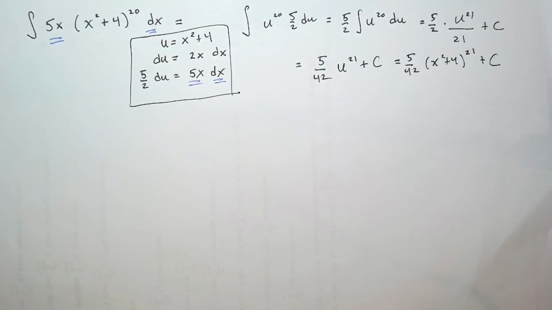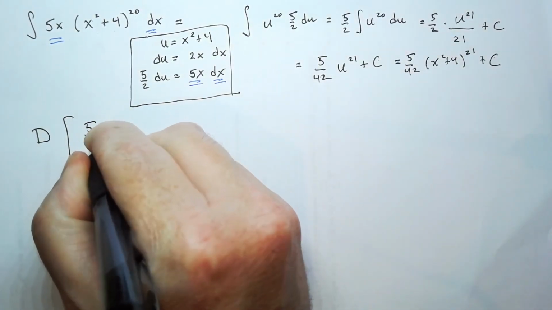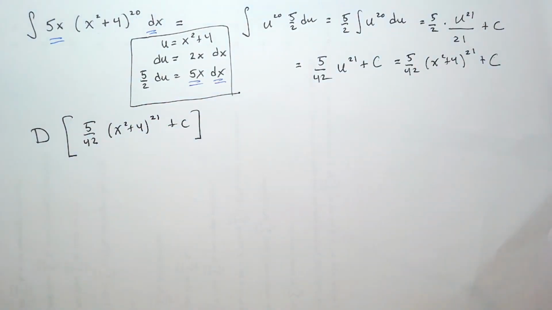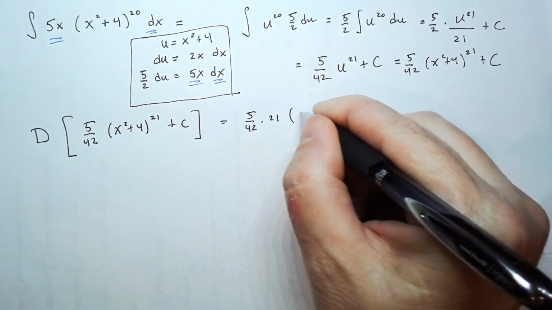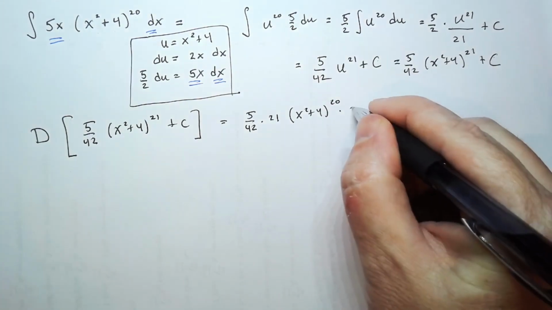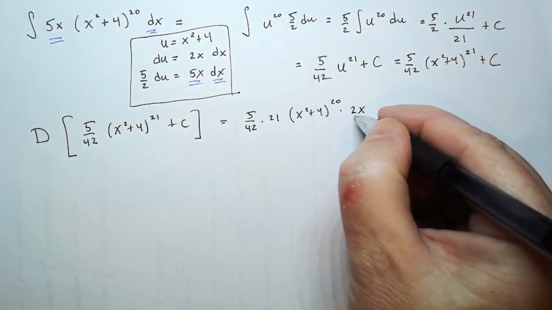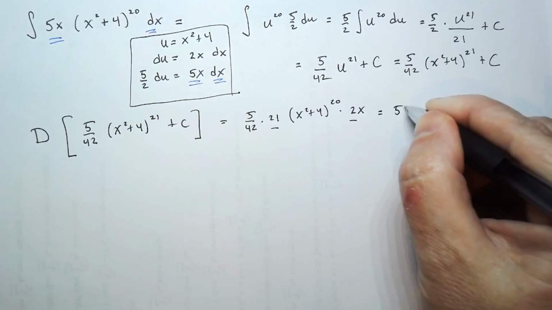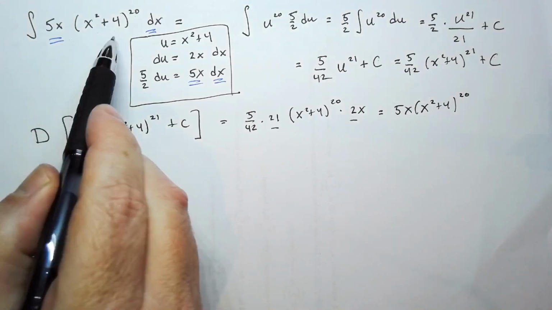If we're not sure we did this correctly, we could check our answer. We could take the derivative of 5 over 42, (x squared plus 4) all to the 21st power plus some constant c if we want, and we get 5 over 42 times 21, (x squared plus 4) to the 20th power, times the derivative of the inside part using the chain rule, 2x. The derivative of the constant is 0, and when I multiply 2 times 21, I get 42, so that will cancel with the 42, and I get 5x times the quantity (x squared plus 4) raised to the 20th power, just as we desired.